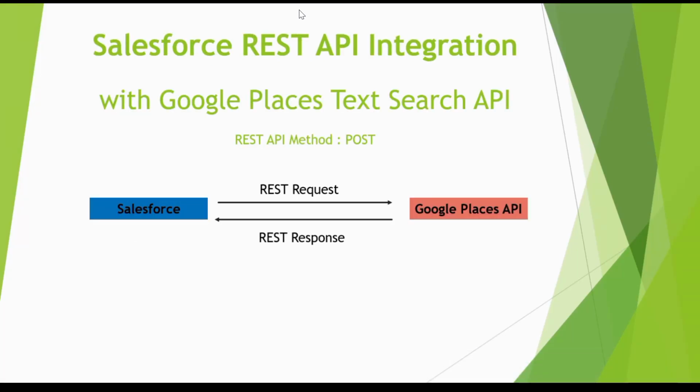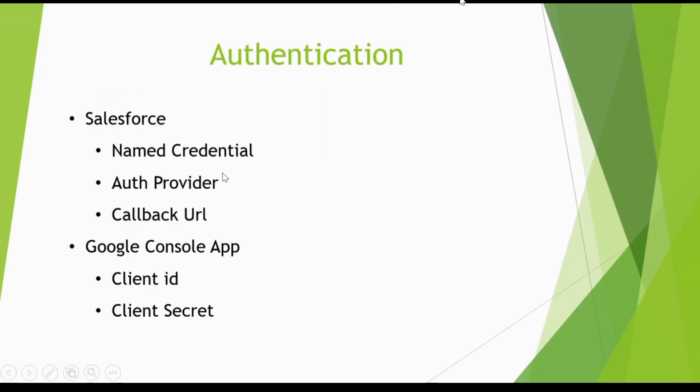Hi everyone, in today's video we will see Salesforce REST API integration with Google Places text search API. So for that, what do we need? For authentication, we need from Salesforce a named credential, auth provider and callback URL. And we need a Google Console app, and with that we need client ID and client secret.